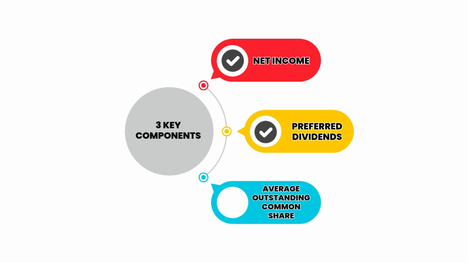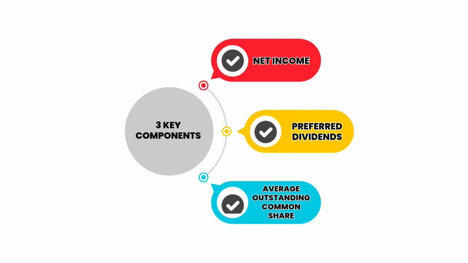Then we have preferred dividends. Preferred dividends. Yeah, these are payments made to holders of preferred stock, which is kind of a special type of stock that gets priority when it comes to dividends. But not all companies have preferred stock. Gotcha. So if a company doesn't issue preferred stock, we can skip that part. Exactly. Makes the calculation even easier.